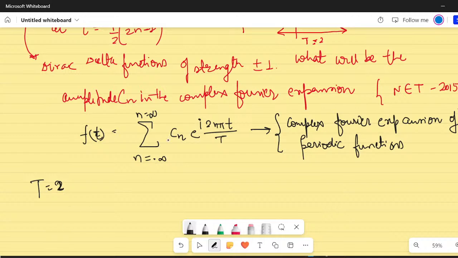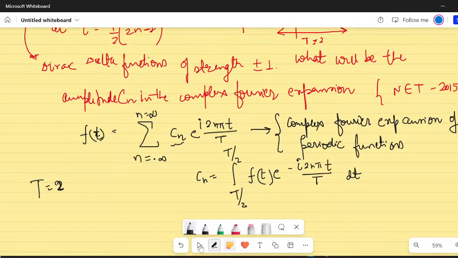If you remember, if I want to find the Cn, the Cn is equal to the integral from minus T by 2 to plus T by 2 of f(t) e to the power of minus iota 2n pi t upon capital T dt. So this is how you write your Cn.